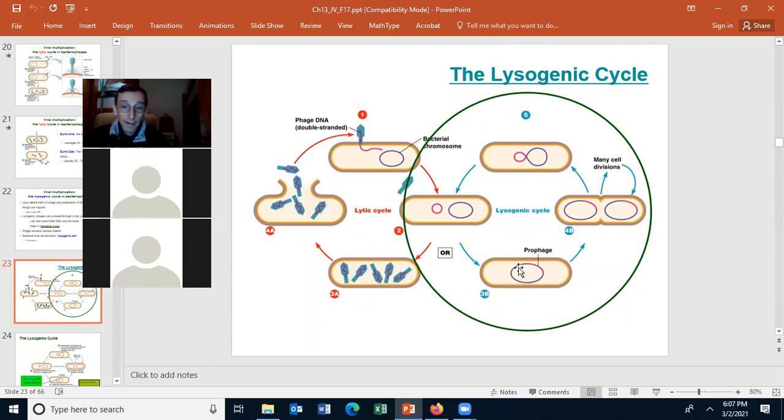So this cell divides into two. One copy of the chromosome will go into this cell, the other copy will go into that cell, and there will be one prophage replicated in this cell, and then one copy of the prophage in that cell. And this can go on through many cell divisions where the virus is replicating when the chromosome DNA is replicating. Any question about that?